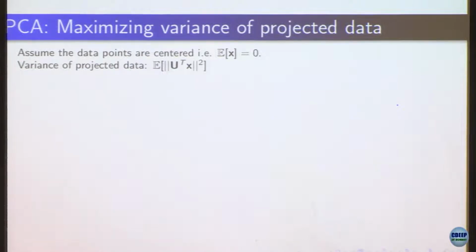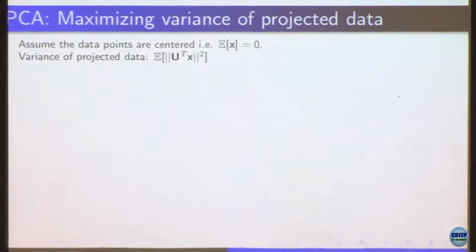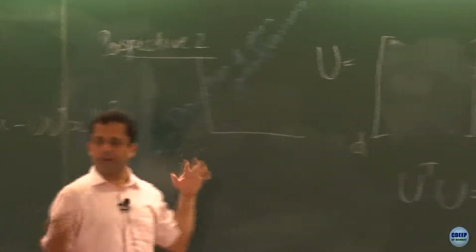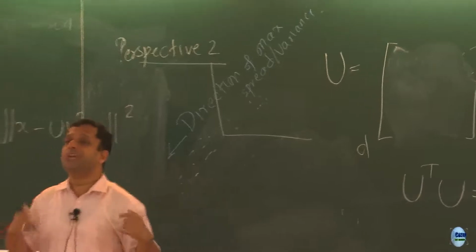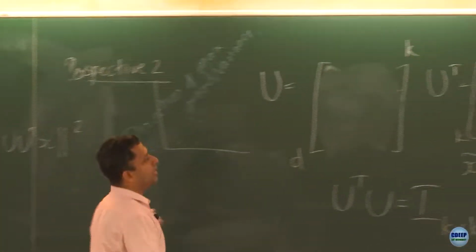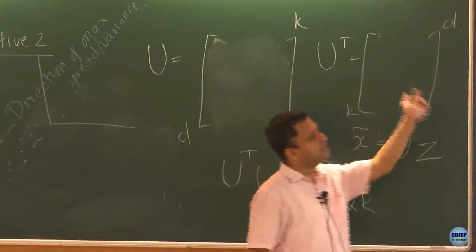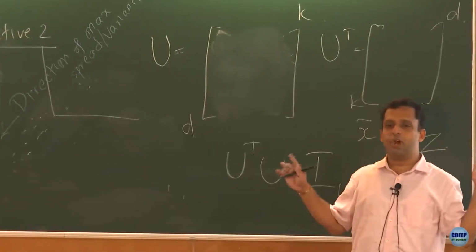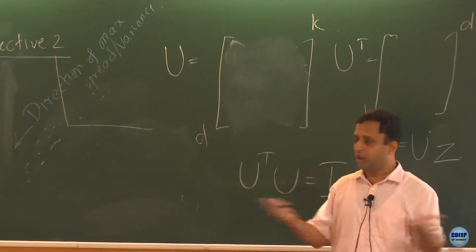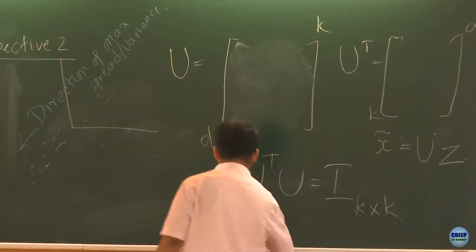Now you compute the variance of the projected data. Now I want a U. Like before I will project, but now I am trying to give direct meaning to U. The variance of projected data is the expected value of the norm of U transpose X squared. All of you know the definition of variance, right?